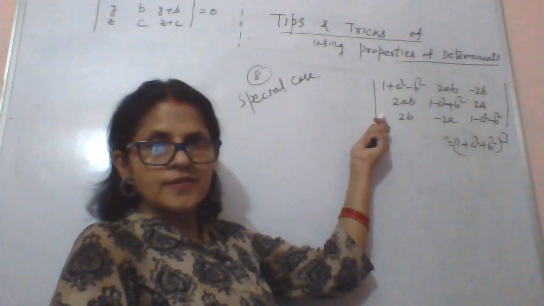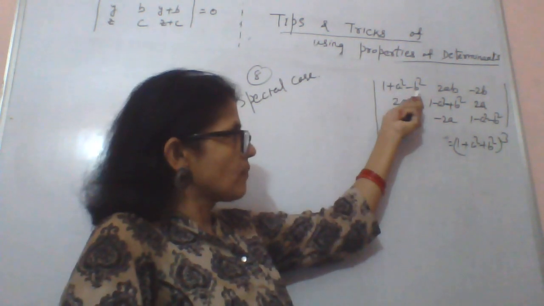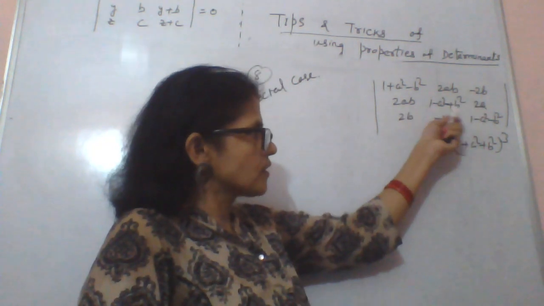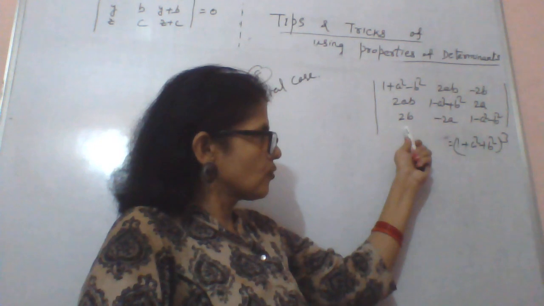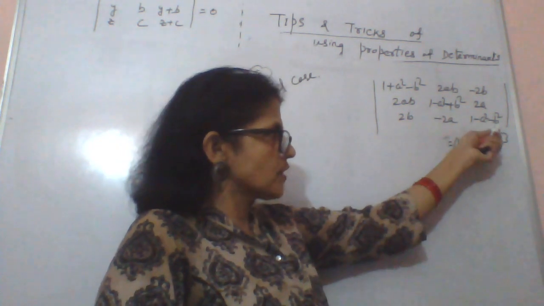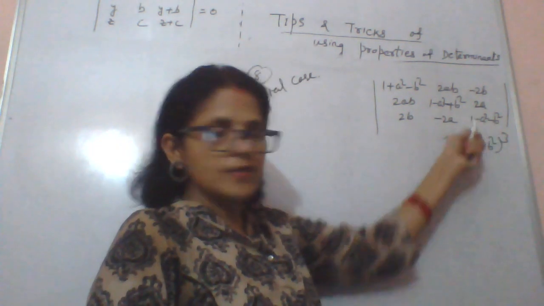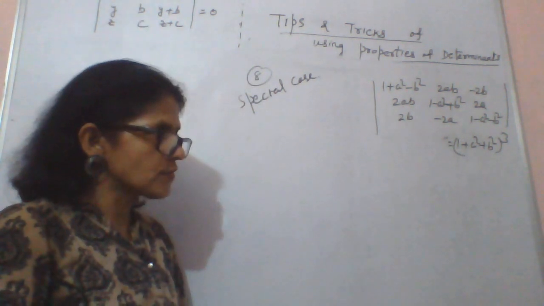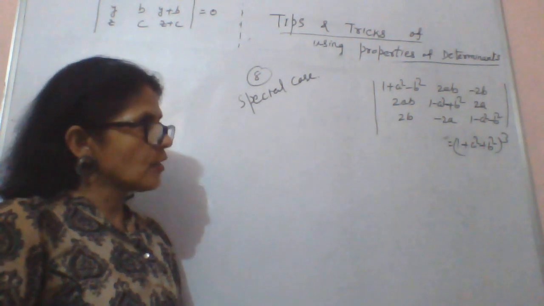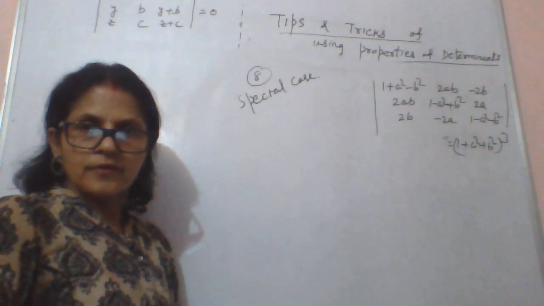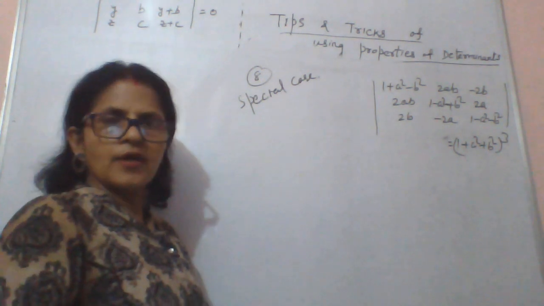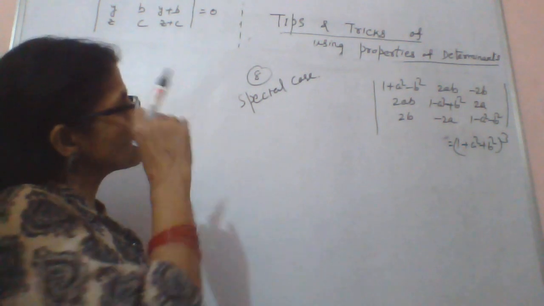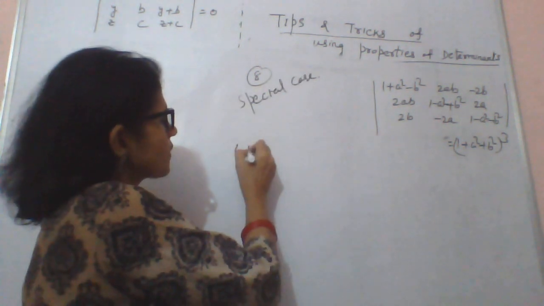But some special cases are like this: 1 plus a square minus b square, 2ab, minus 2b; 2ab, 1 minus a square plus b square, 2a; 2b, minus 2a, 1 minus a square minus b square. Prove that this is equal to the whole cube of 1 plus a square plus b square. In such cases again, if you just add any three rows or three columns, you are not going to get that factor. So what we do here, we start with LHS.